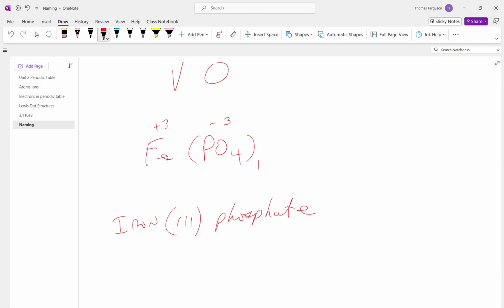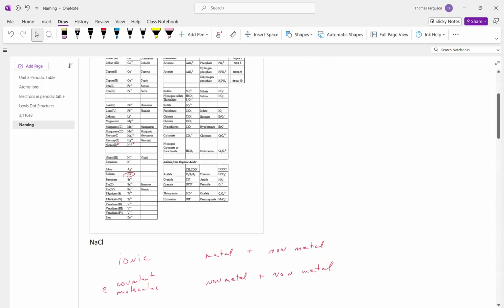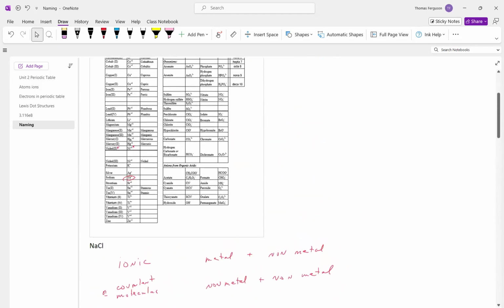Okay, so I'm trying to think of all the examples we're going to run into. If you look on your ion chart, why did it go away?